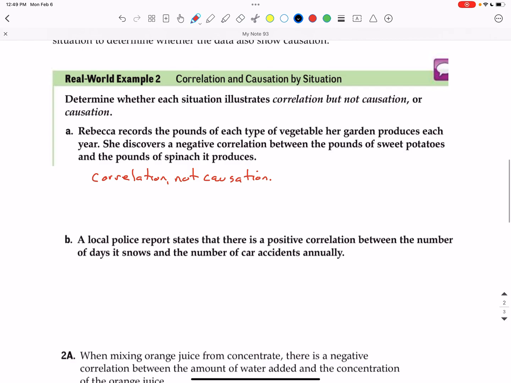Part B, a local police report states that there's a positive correlation between the number of days it snows and the number of car accidents annually. So that is probably likely a causation. Growing up around here, we know that when it snows there are a lot of accidents, because for some reason people forget that snow is slick, and there are simply more accidents directly related to the snow.